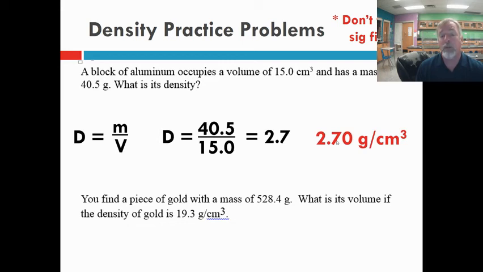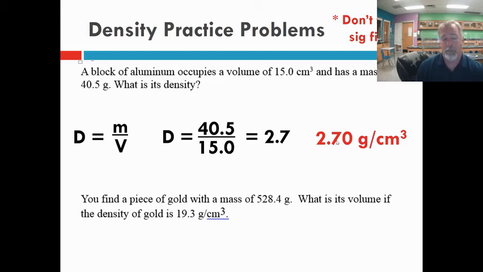Now we have 3 sig figs here. Right? Your calculator told you 2.7, but we were told we had 40.5 grams of our material. There's your 3 sig figs. We had 15.0 cubic centimeters. Again, 3 sig figs. So our answer better have 3 sig figs. Our calculator only gave us 2. How do we make the third? We just put a 0 at the end.